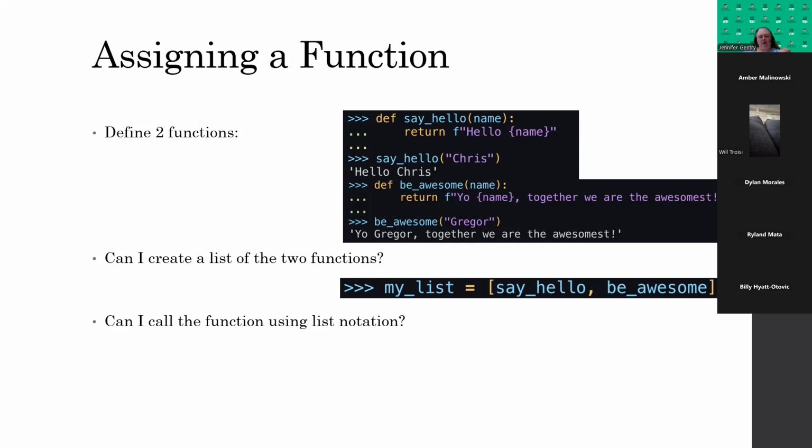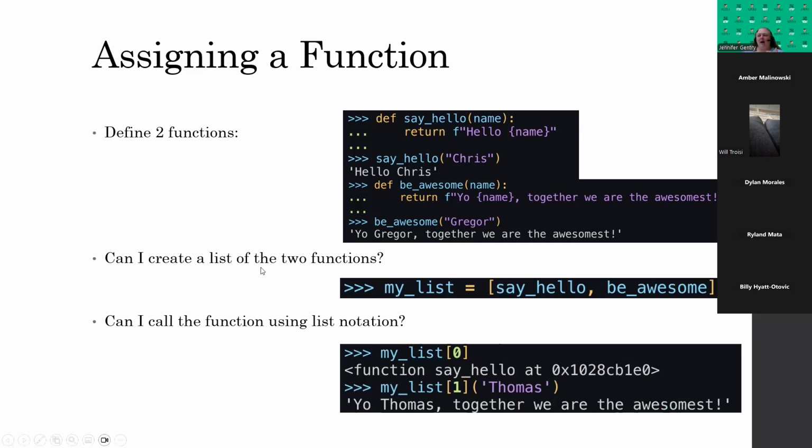Can I call the functions using this list notation? Well, yeah, I can. I can say my_list sub zero, and it's going to be the say_hello function. If I call my_list sub one and send it Thomas, it's going to call the be_awesome function, sending it the name Thomas. So it's going to come back and say, yo, Thomas, together we're the awesomest. So I can assign a function to any kind of data structure that I can assign a variable to.